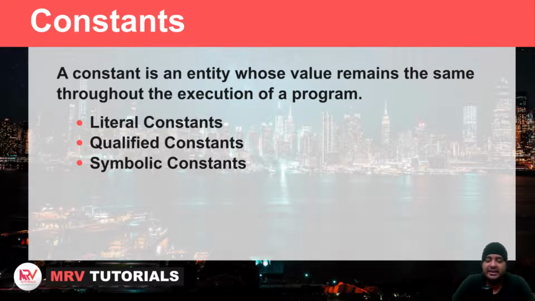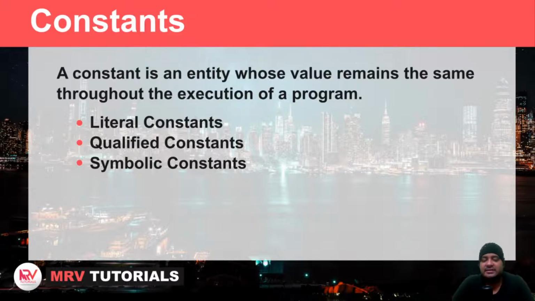So we have around three different types of constants: literal constants, qualified constants, and symbolic constants, right? Literal constants are the general constants that come with the data types. It might be an integer constant, floating point constant, character constant, or even the null value, right?